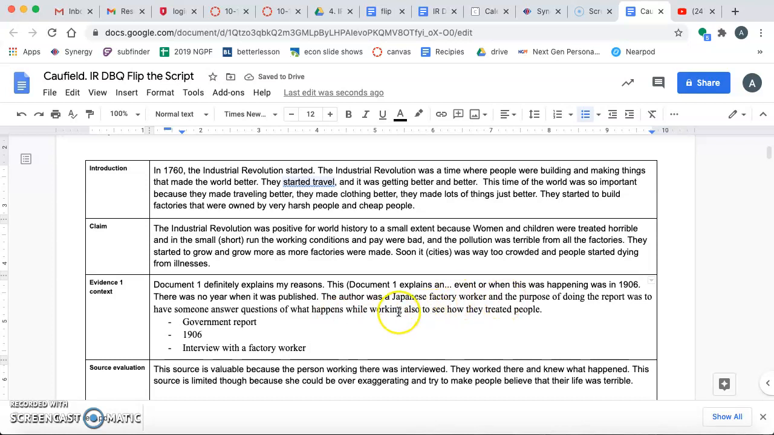And it also says, purpose of doing the report was to have someone answer questions to see how people were treated. The purpose, right, of a government report is to inquire on working conditions, right? Usually to create some sort of law. So this context isn't terrible, but it's definitely missing some of the key aspects of what the document is.